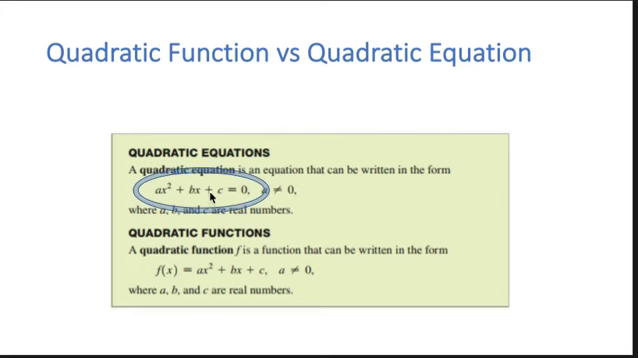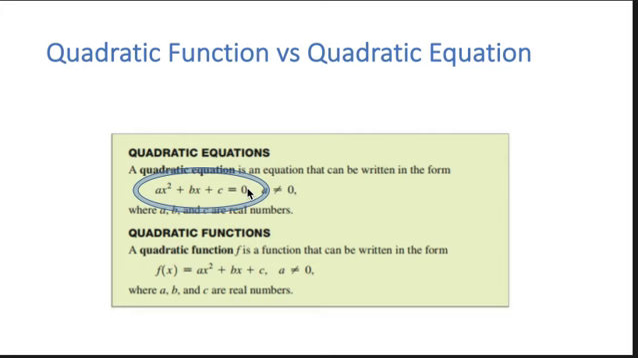Pay very close attention to what those quadratic equations are going to be looking like. So make sure that we have real numbers for a, b, and c. Make sure there's an x squared term, and make sure it's set equal to 0. All right, now let's get started.